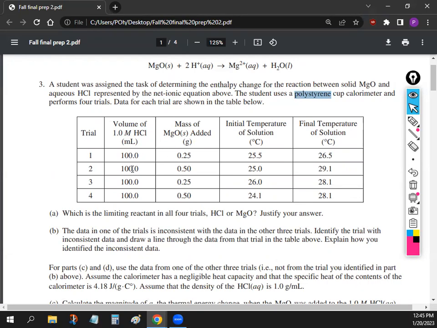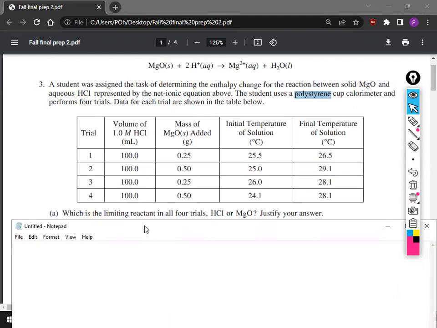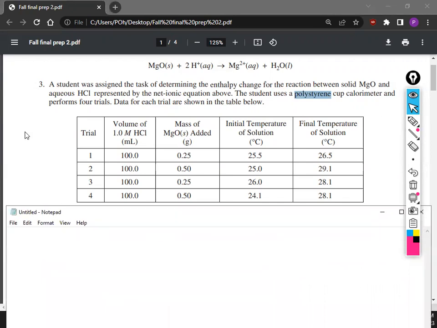Okay, so you do it 4 times, and then this is the data that you get for all your trials, okay? All right, so what this question is asking us is which of these is the limiting reagent? Is it HCl or MgO? Okay, so super simple. This is just stoichiometry. So I'm going to cover that part up.